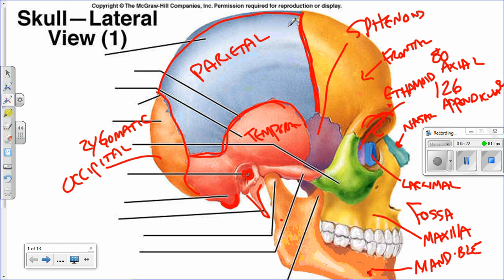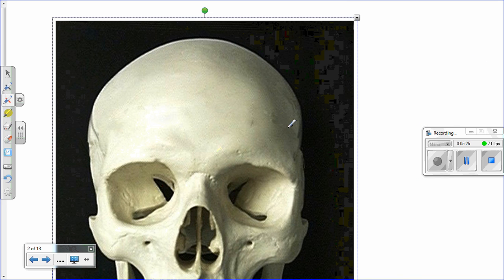So there's the side view. Continue on. Do the frontal view here.